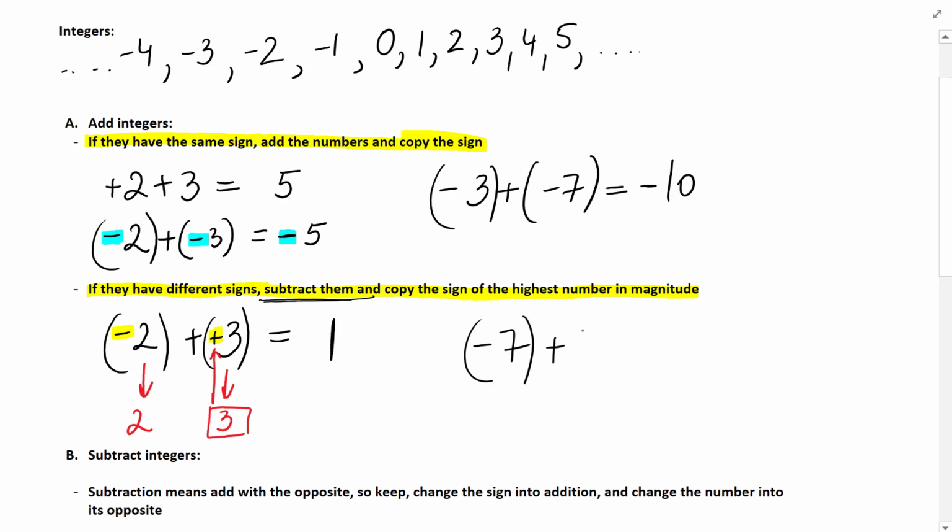-7 plus 4. Well, we do 7 minus 4 because they have different signs. That's 3. And the magnitude of -7 is 7. The magnitude of 4 is 4. So 7 is the highest. We copy the sign of the highest one. So it's -3.